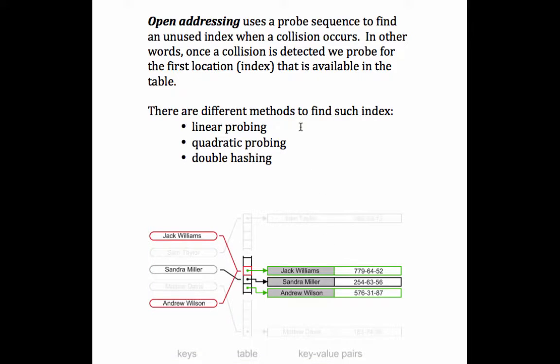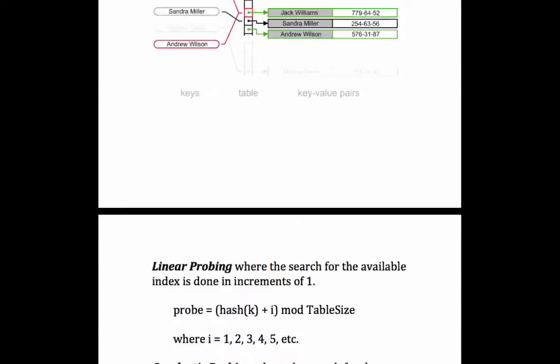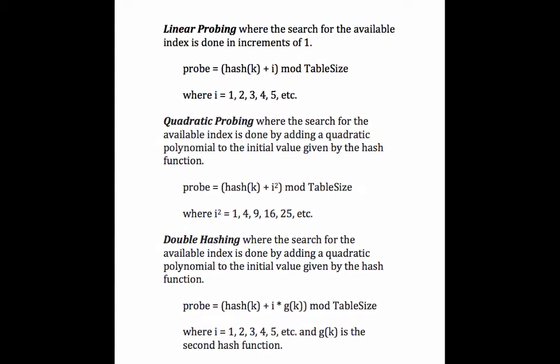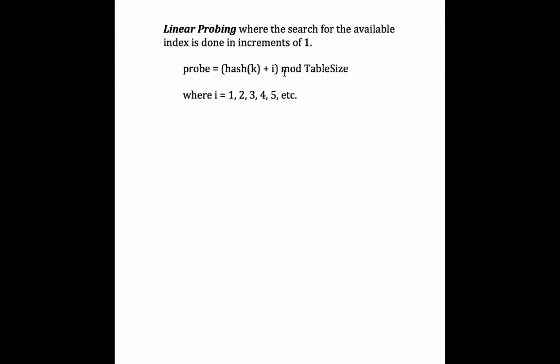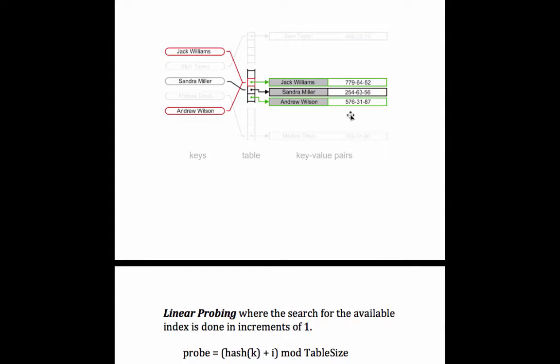In order to probe or to find the next available index, there are three very well-known techniques called linear probing, quadratic probing, and double hashing. In the case of linear probing, as the name says, we linearly look for the next index that is available. We find an index through the hash function, and then we add to it a certain value if that particular index is busy. The increments are of 1. So we add 1 to the index, and if it's busy, we add 2, and if it's busy, we add 3.